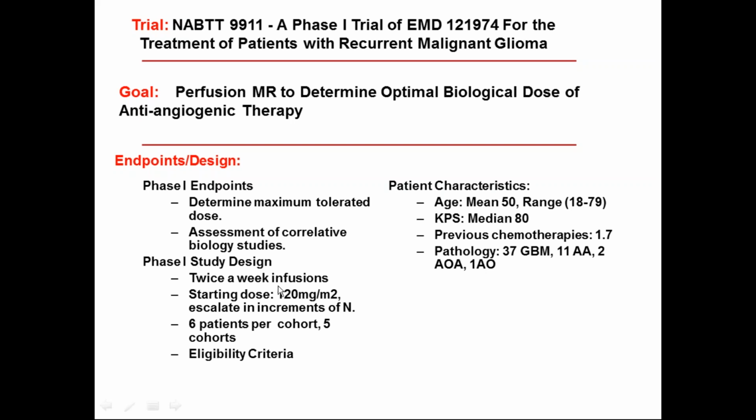The drug was given twice a week. We started at this dose. We escalated. I'll show you that escalation. We put 6 patients in each cohort and started off with 5 cohorts, but that got expanded.